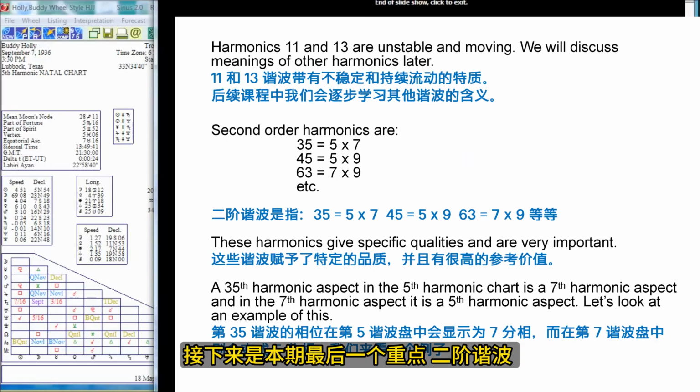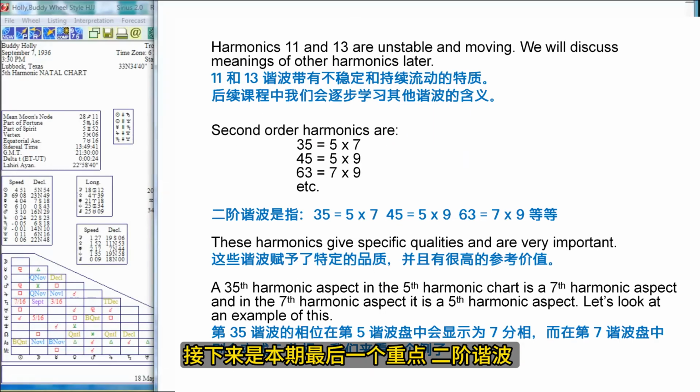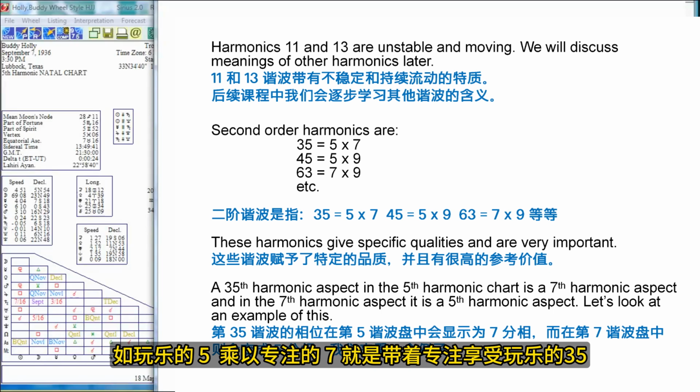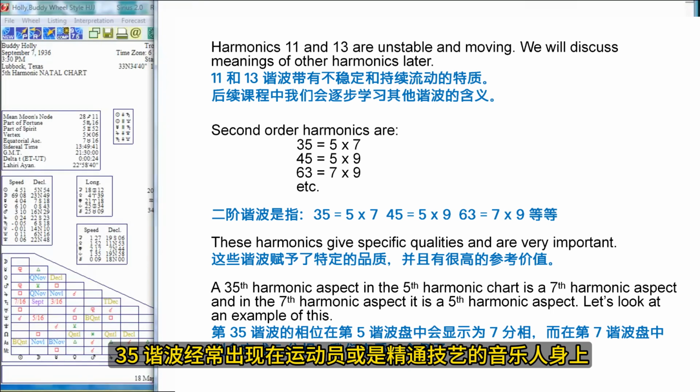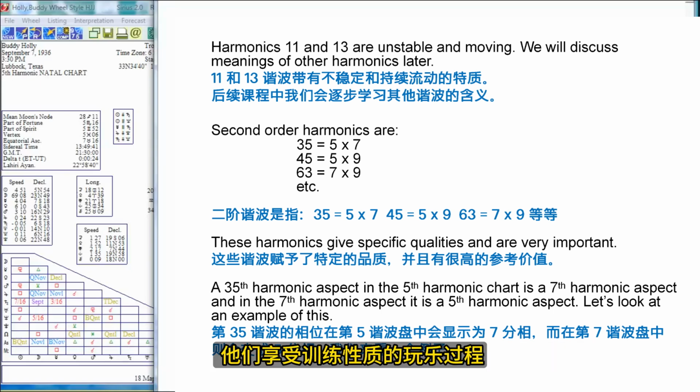Okay, there's only one more thing I want to talk about in this video, and that is second order harmonics, where you take the basic numbers like 5 and 7, and when you multiply 5, which is play, and 7, which is focus, you get a focused play, which is 35. We'll see that this 35th harmonic shows up very often in athletes, also people who have a lot of skill, excellent technique in music, because they practice playing.